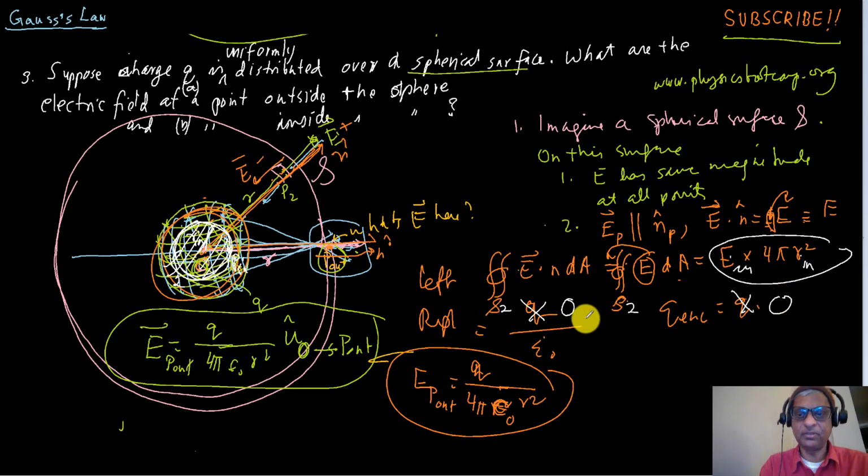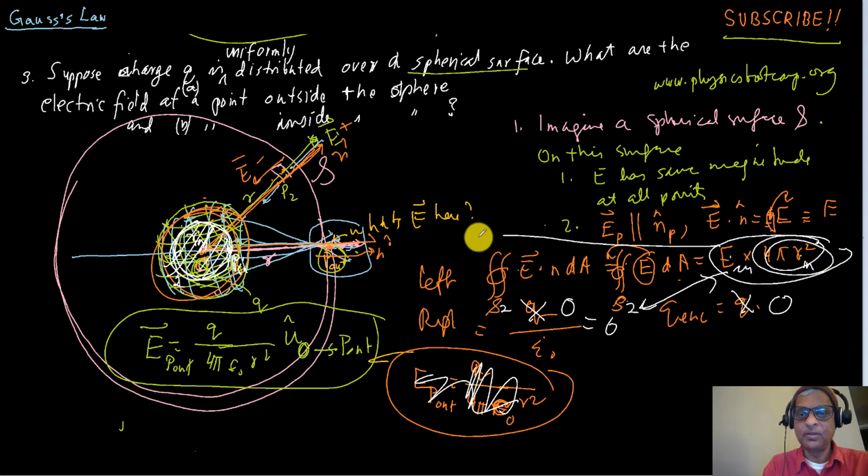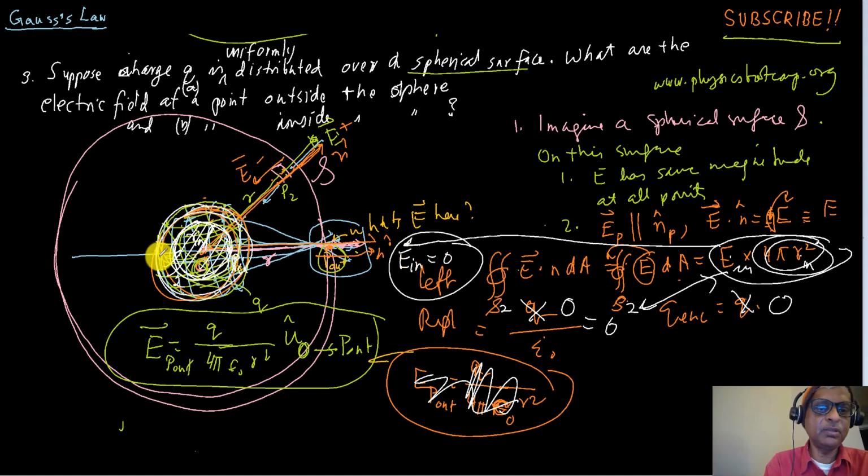This is actually 0. So the right side is 0. So E in, this equal to 0. This is not 0. This just means E in equal to 0. So if you have a spherical shell, all the charges are on the spherical surface. If I take a surface inside which is smaller than where the charges are located, electric field will be 0.